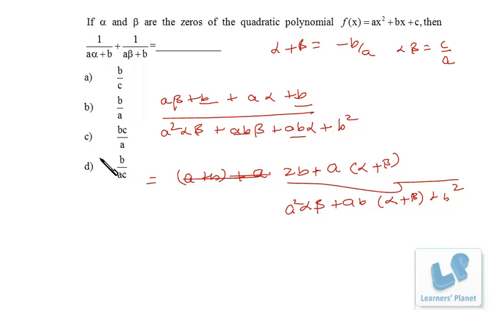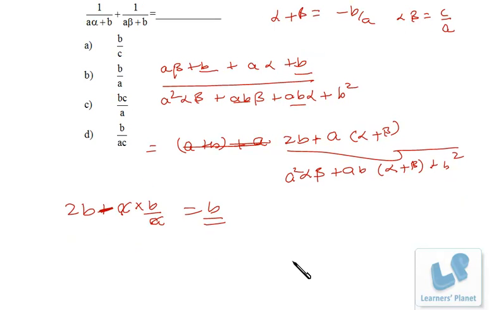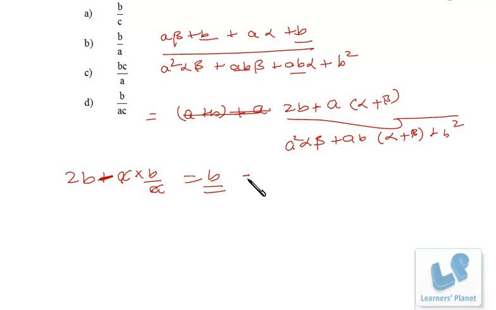So let's put the value over here. It's 2b plus a. Alpha plus beta is minus b by a, so I put minus into b by a, right? So it's 2b plus a into minus b by a, right? So it's 2b minus b in the numerator, right? In the denominator, I just solve it over here. This is the numerator. It's a square alpha beta, so a square into c by a plus ab into alpha plus beta, that's minus b by a, plus b square, right?